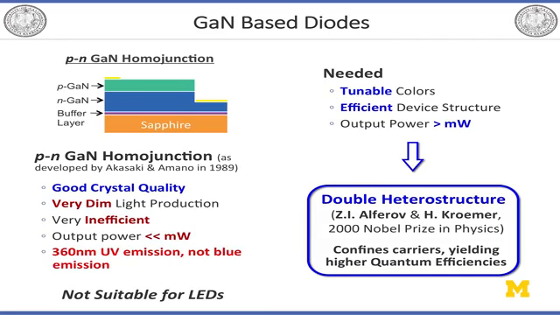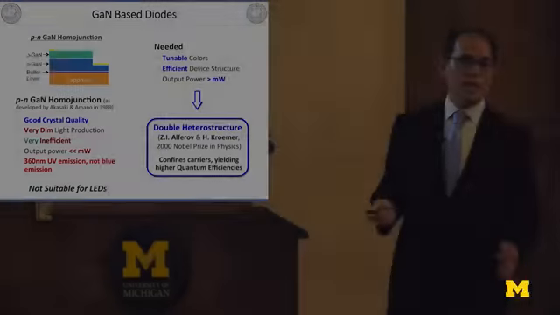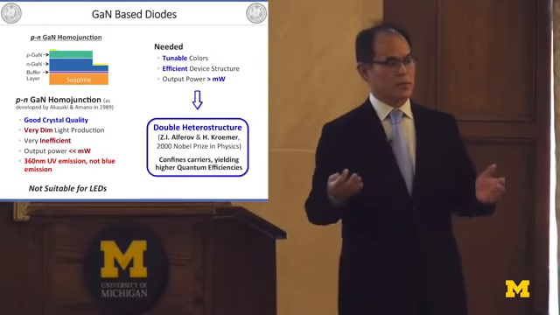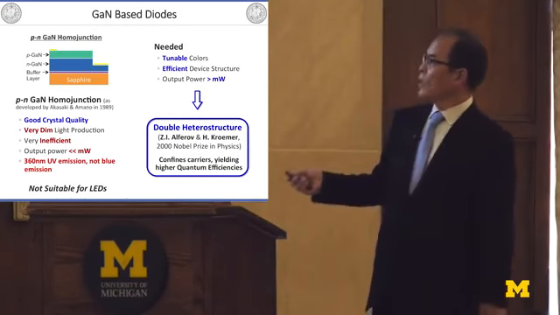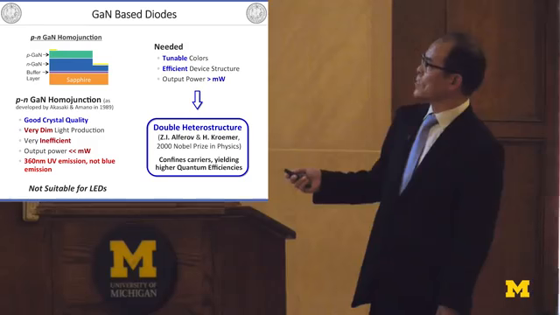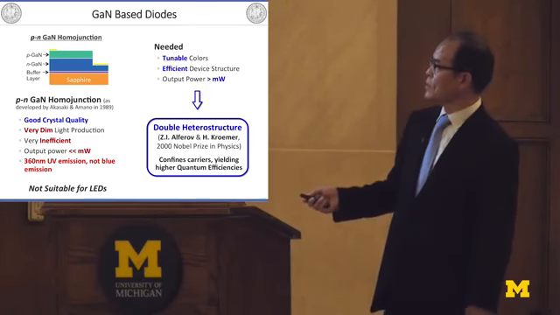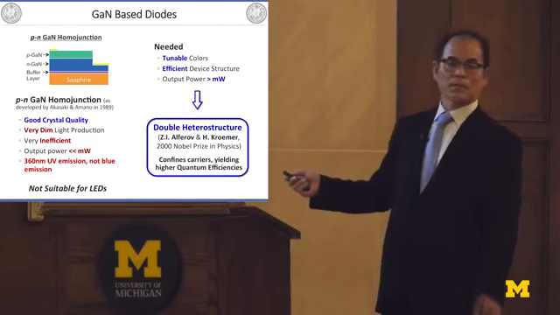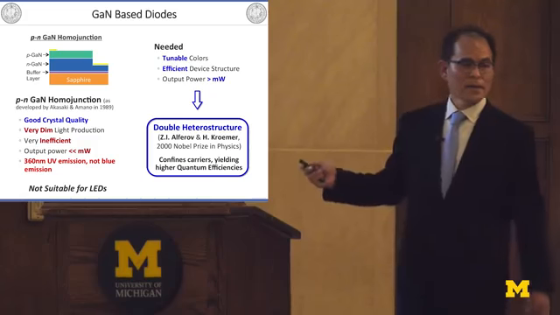Basically, Professor Akasaki and Professor Amano developed this LED structure in '89. They made the N-type GaN and P-type GaN. They made these LEDs emit UV, because gallium nitride emits UV, 360 nanometer UV LEDs. But this one is not efficient, because homojunction LEDs have a huge number of crystal defects, so no emission.